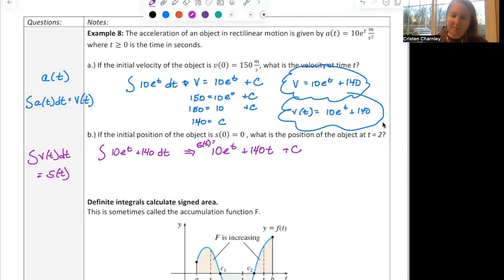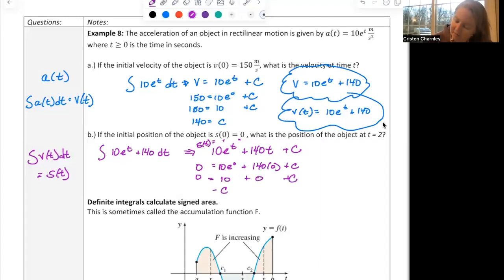Sometimes we use s, sometimes we use x. So the initial position is 0. So I'm going to say, all right, position is 0, time is 0. So 0 equals 10 plus 0 plus c. So c is equal to negative 10. So the position function is s of t equals 10e to the t plus 140t minus 10.